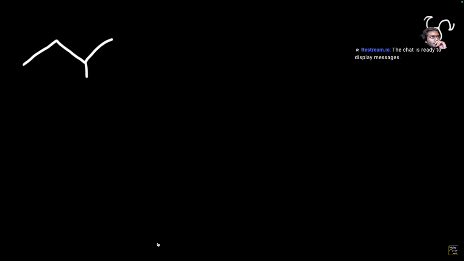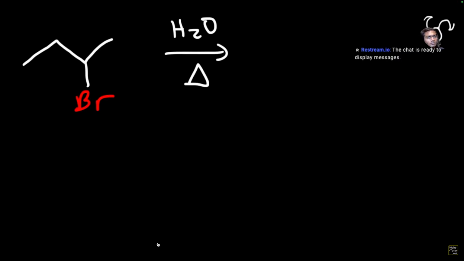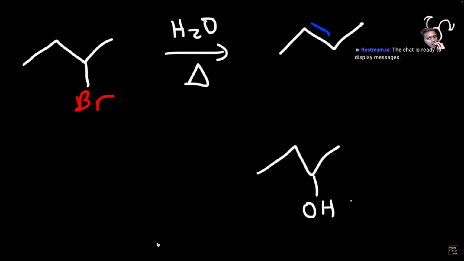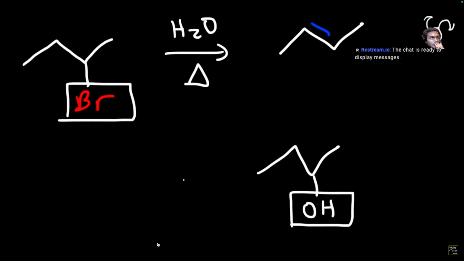Now, let's say if we have a secondary alkyl halide and we decide to react it with water. And we're going to use heat as well. Now, we can get a mixture of products here, but I'm going to focus on one of the 2 main products that we can get. One of the products that we can get is an alkene. The other product we can get is an alcohol. So what type of reactions do we have here? If we get the alcohol, it's a substitution reaction because we've replaced the bromine atom with an OH group.